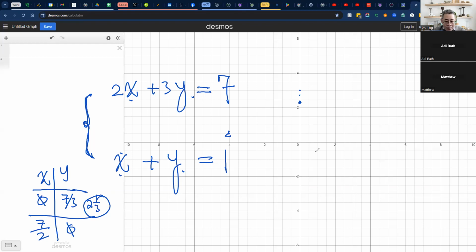And when y is 0, x is 7/2, that's 3.5. So we look at 2 1/3 and 3.5 here. So we got a line like that.